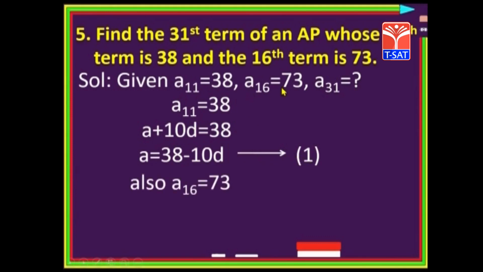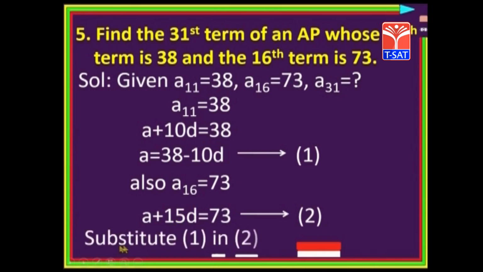Next, second condition, that is the 16th term is 73, A16 is equal to 73. A16 is nothing but A plus 15D, which is equal to 73. This is relation 2. So solve these two relations. Otherwise, A plus 10D is equal to 38 can also be equation number 1. Then these are two linear equations in two variables. Solve those two linear equations, you will get A and D. So this is another method, a substitution method. So A is equal to 38 minus 10D. Substitute this A value in 2. As these are two linear equations, we can solve by elimination method or substitution method.